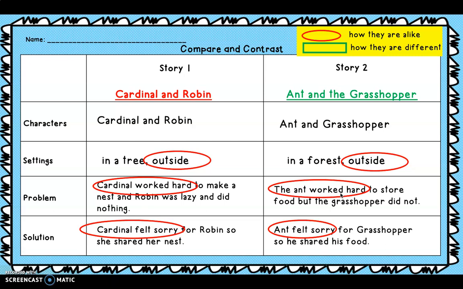Now we're going to talk about how the characters or the settings or the events or experiences were different. Well, the problem in Cardinal and Robin was that they needed to make a nest. In the other story, Ant and Grasshopper, they needed to store food. Oh, okay. Well, boys and girls, I think we did a really good job being able to compare and contrast story elements. Now, when we read two stories, it's a good thing to try and compare experiences that characters face so that helps you understand other stories. I think we did an awesome job, and now it's your turn to practice. Can't wait to see all the good work you do. Have fun.